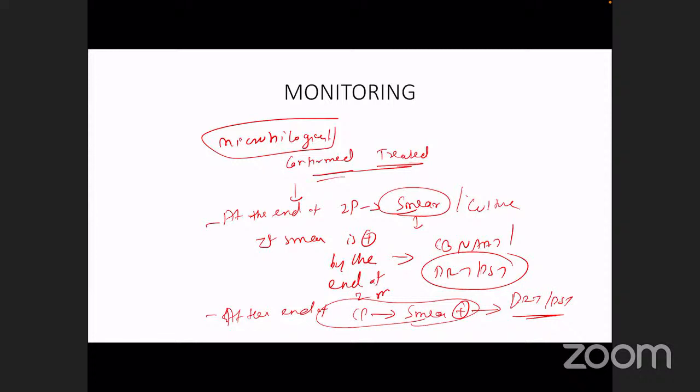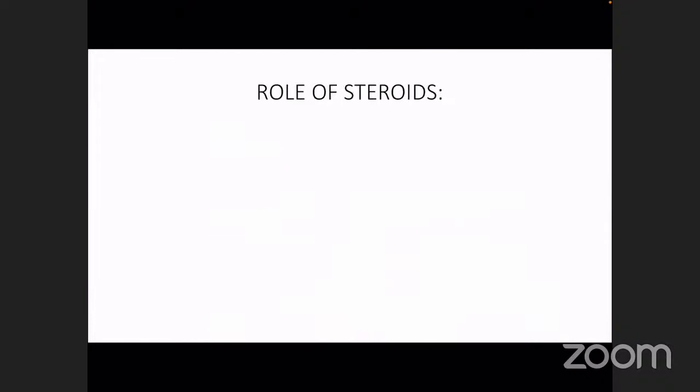And at the end of 6 months, if smear is positive, then obviously, it is not just smear, I would say it can be CB-NAAT also. Okay, it is not just smear. If it is positive, you label the patient as having treatment failure, and you have to look for DRT and DST. Okay, now role of steroids.